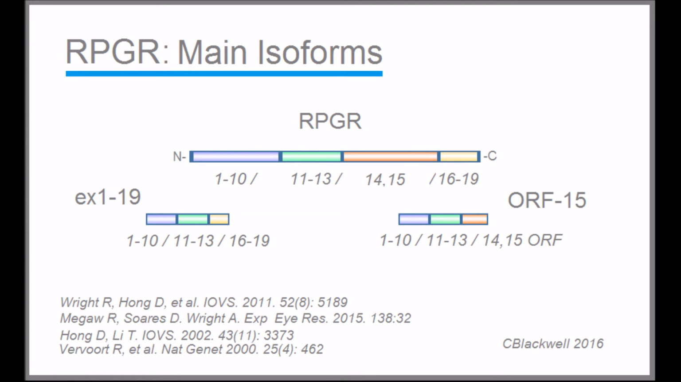As we mentioned a moment ago, the isoform EX1 through 19 is located throughout the body. It is also present in the photoreceptor cell during development. However, as photoreceptor cells mature, they stop producing the first isoform and switch to production of the ORF15. It ends up the ORF15 form is exclusive to photoreceptor cells.